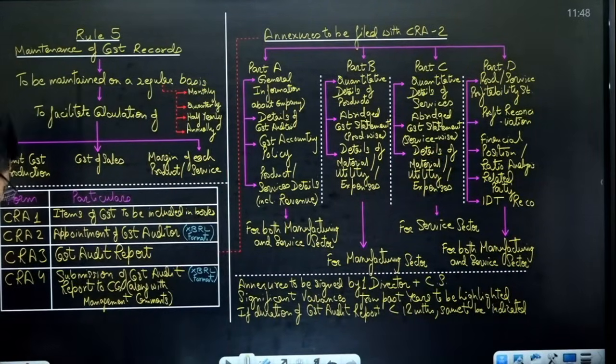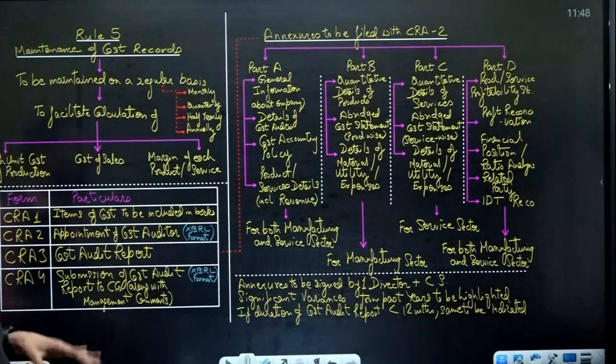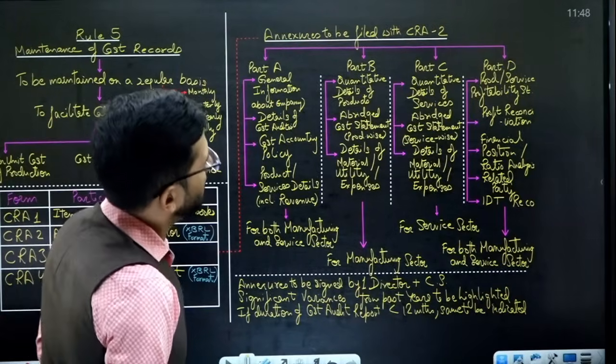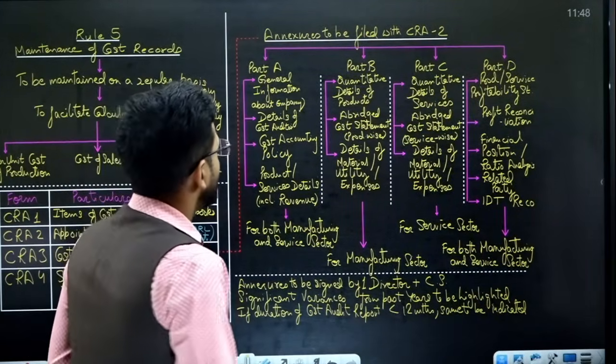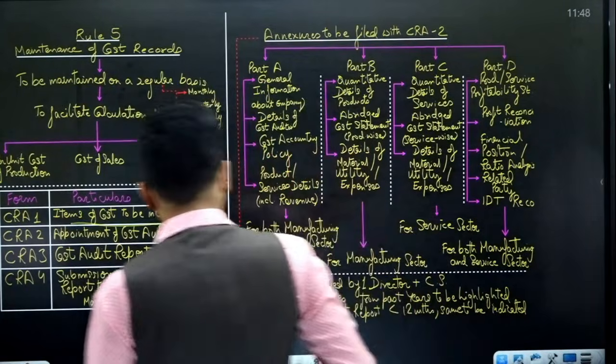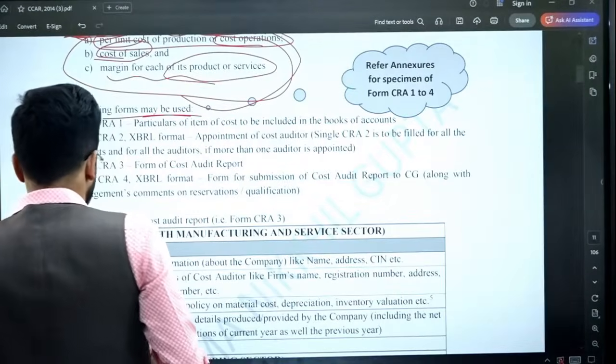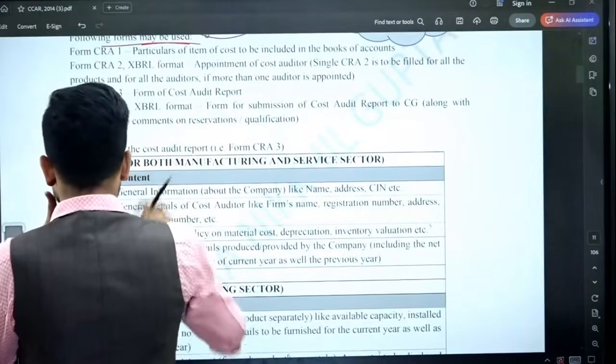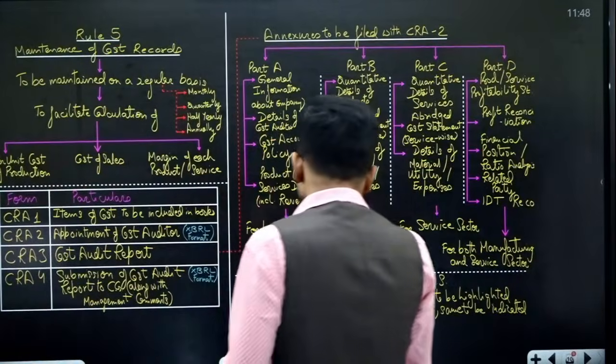So all the 4 forms are required to be understood and learned by you. Okay. So in CRA 3, there are various annexures.